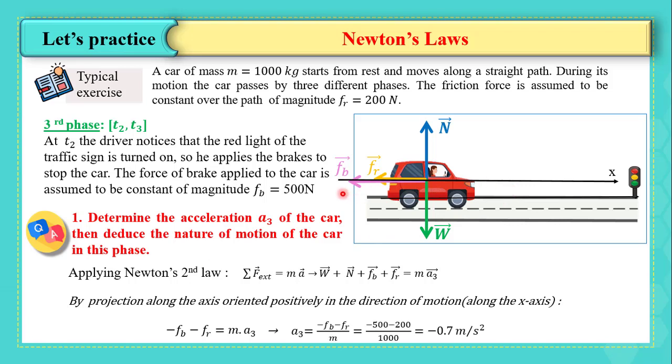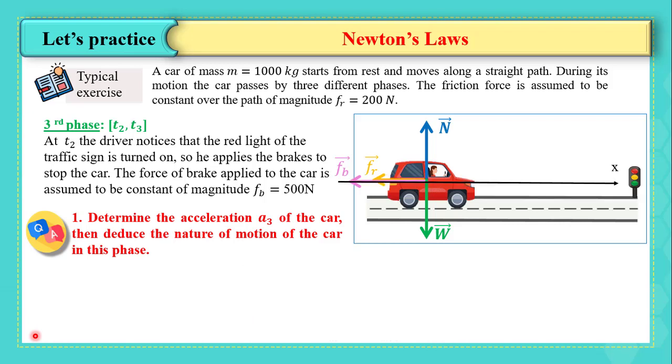minus Fb minus Fr is equal to m a3, and the minus corresponds to the direction of the forces Fb and Fr compared to the positive direction of the axis. Then A3 is equal to minus Fb minus Fr divided by m. After replacing each factor by its value, we obtain that A3 is equal to minus 0.7 meter per second square.